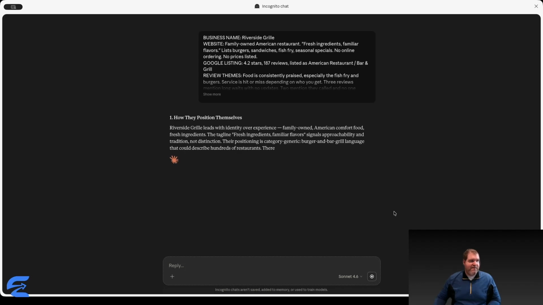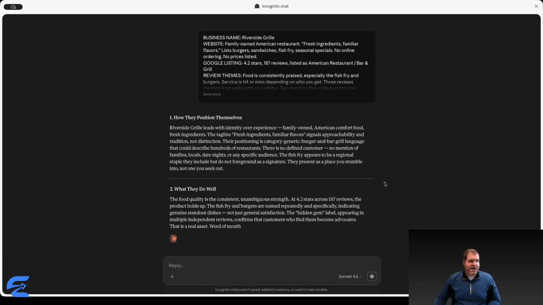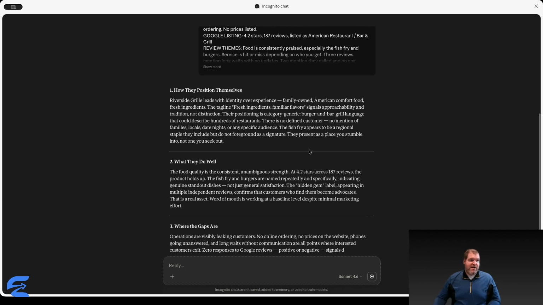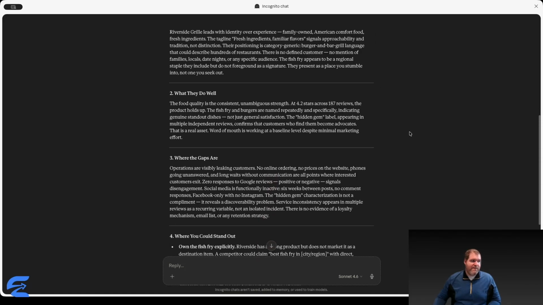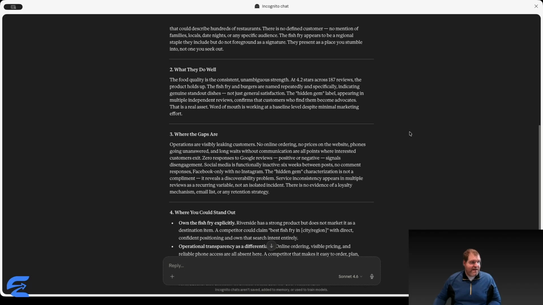How they position themselves. Riverside Grill leads with identity over experience. It's family owned with American comfort food. Its generic burger and bar and grill language could be used to describe hundreds of restaurants. No defined customer. They present as a place you stumble into, not one you seek out. What they do well: the food quality being consistent is an unambiguous strength. 4.2 stars holds up. Fish fry and burgers are genuine standout dishes. Hidden gem label appearing in multiple independent reviews. Customers that find them become advocates.